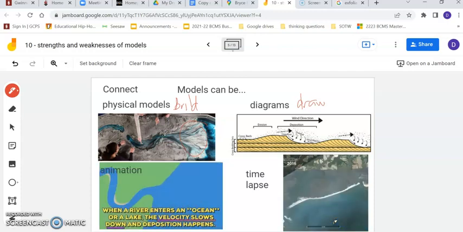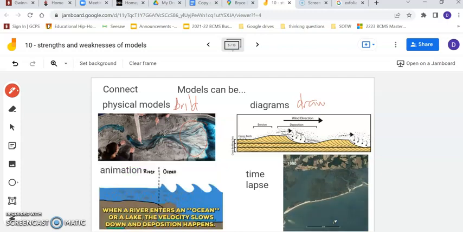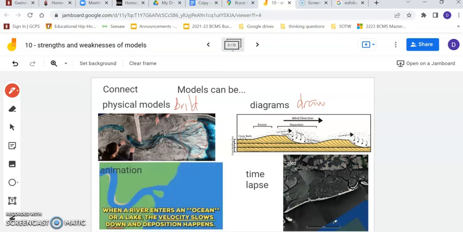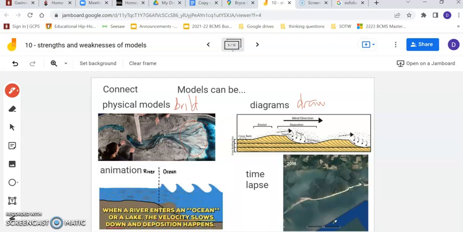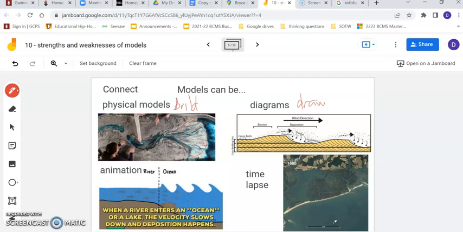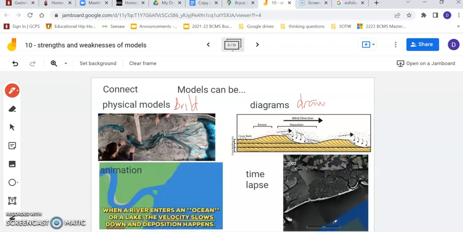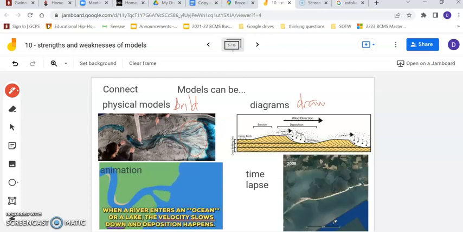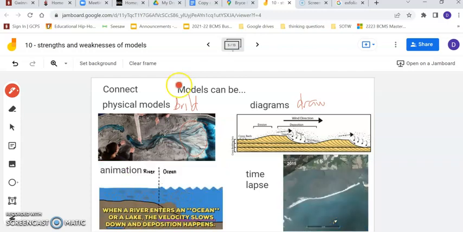They can be animated. You'll notice this delta model down here is animated, which is pretty cool. Animation, since these things happen through a process, it's nice to see them do that. And then time lapses are series of photos or series of images sped up really fast. So this is like 30 years of this barrier island forming. Super cool, super hard to do because you have to have photos of the same place over and over again. But pretty neat. Those all count as models.